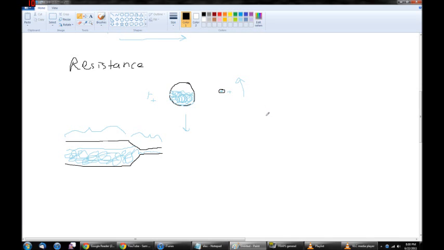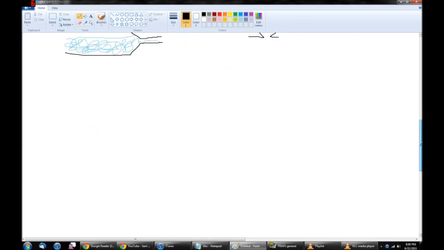So the unit for resistance is the ohm, which is drawn as the Greek letter omega, as a capital omega, and the symbol for resistance is just the letter R. Okay? So following this, we have something called voltage.